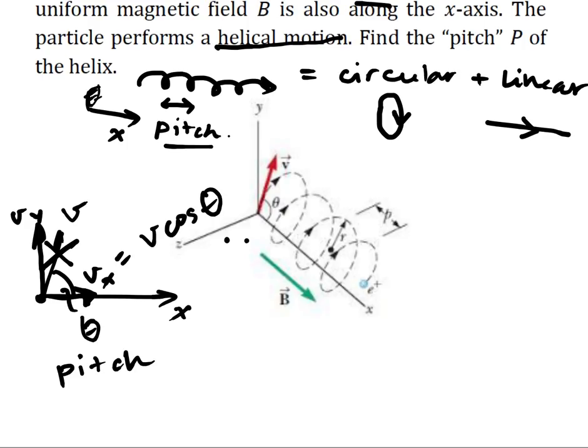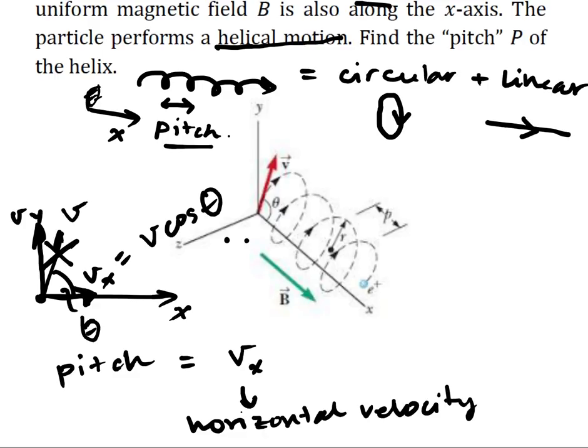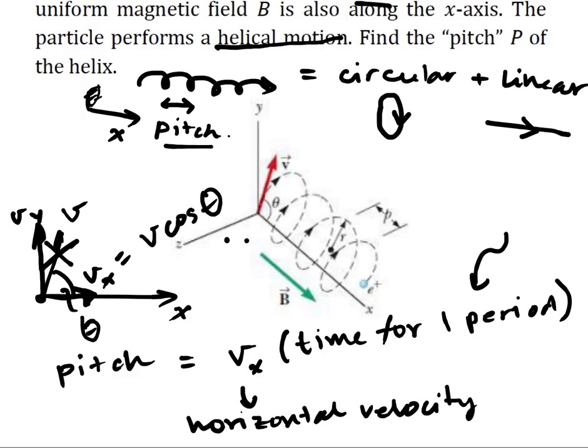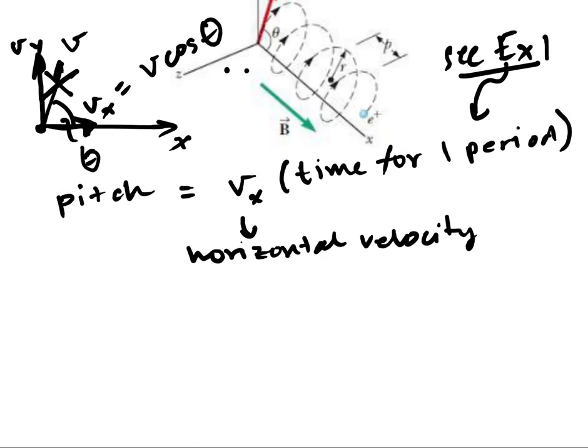I can calculate the pitch distance from that velocity, or I can say that it is a horizontal velocity times by the time for one period. Okay, so time for one period is the thing that we have already calculated from example 1. So you need to go back and see how we calculate the time for one period from example 1, and you can use the answer from example 1.